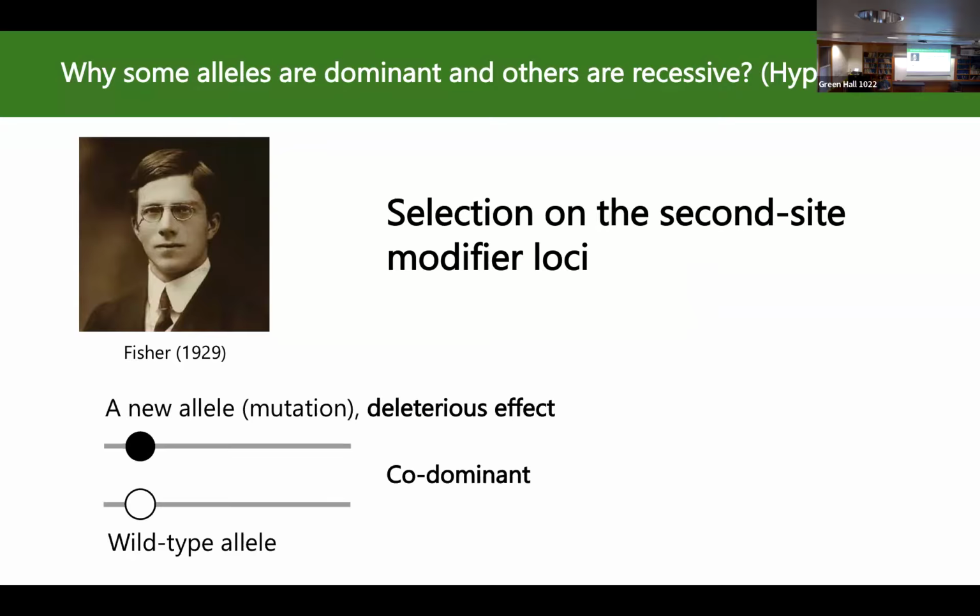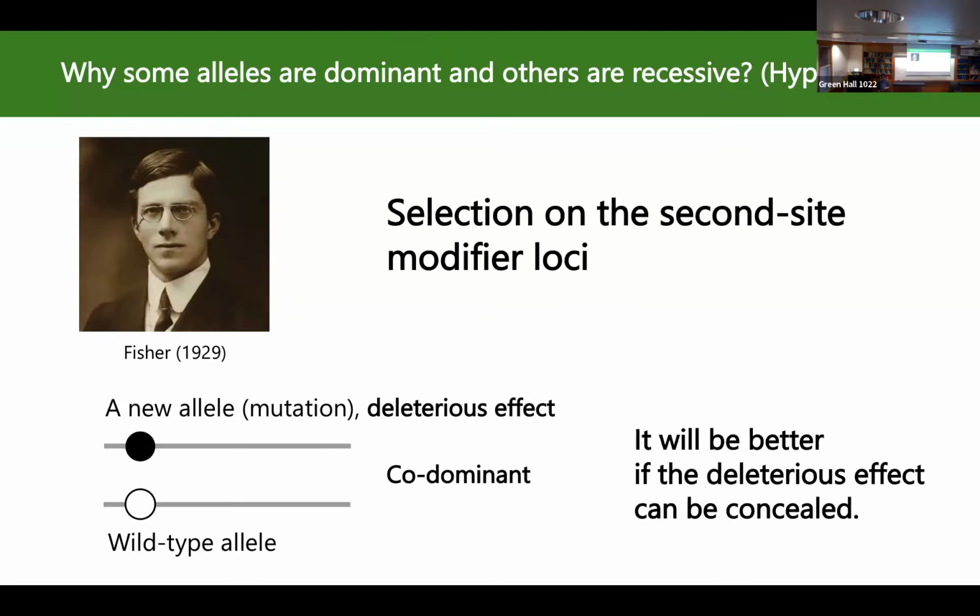So when a new allele is born by mutation, it usually tends to have a deleterious effect, and Fisher assumed that the newly born allele is co-dominant with the existing wild type allele. So in the heterozygotes, the deleterious effect should be reflected as a phenotype. It means that the mean fitness of the population will decrease. So it would be better if it were possible to conceal the deleterious effect of the newly born allele.